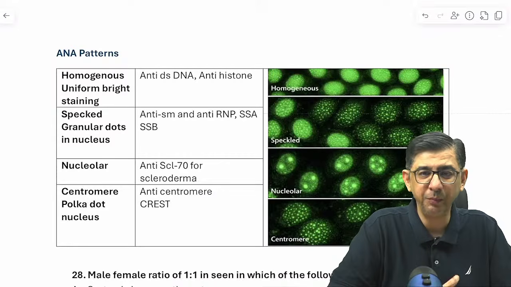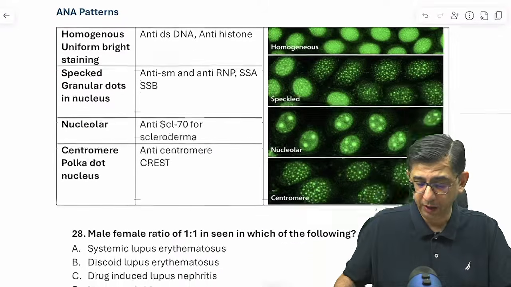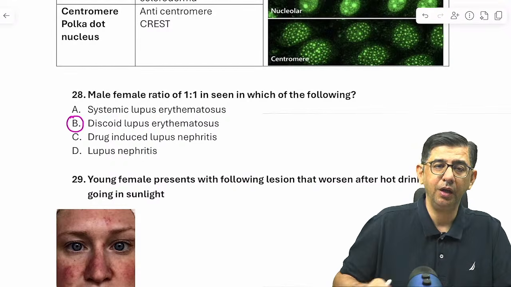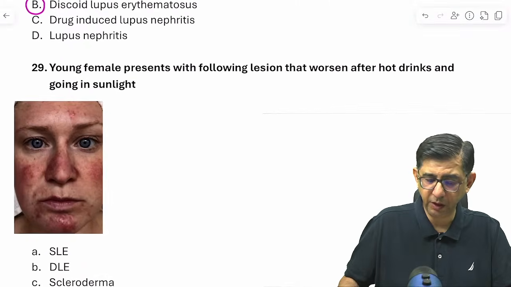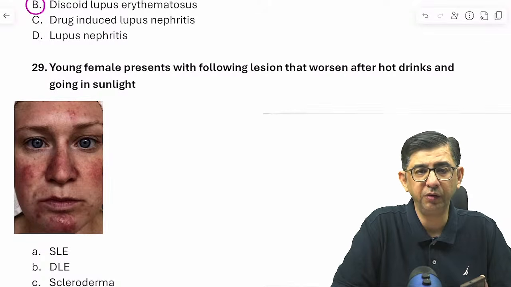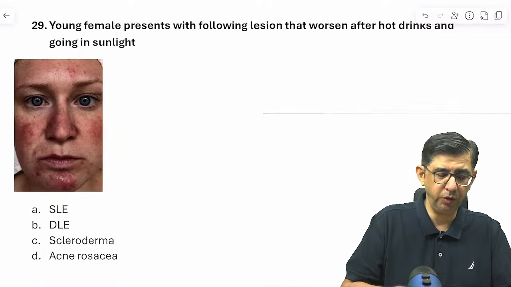The images I don't need to describe. Antibodies I have already spoken about. And the male to female ratio is 1:1 with respect to DLE, that is discoid lupus erythematosus. Then in this image you can see a very characteristic lesion on the face, and he also mentioned that it is worsening after going in the sunlight and after hot drinks. Options are in front of you. You can do a quick comment here.